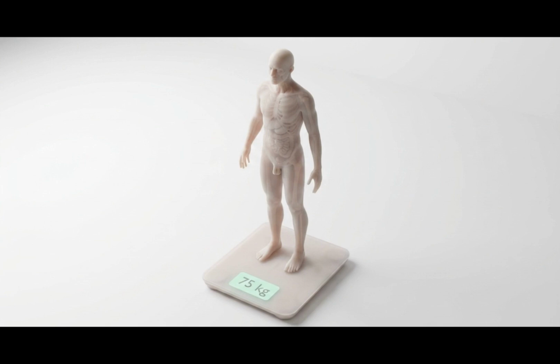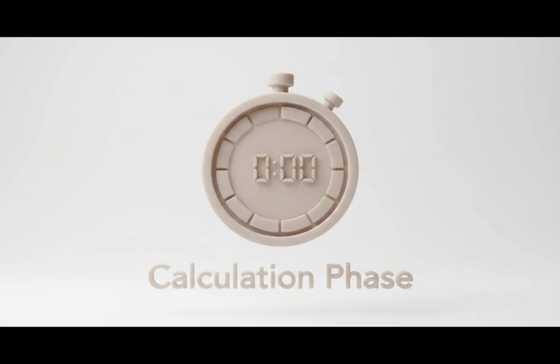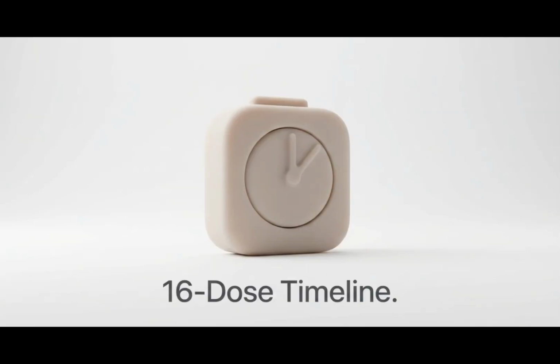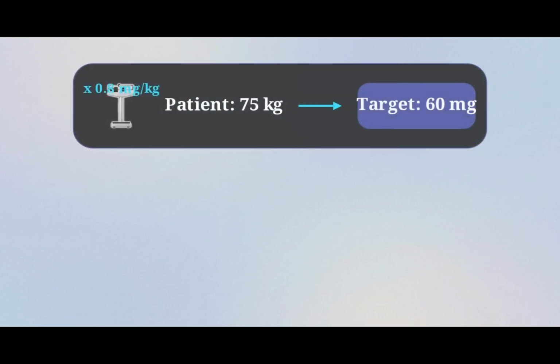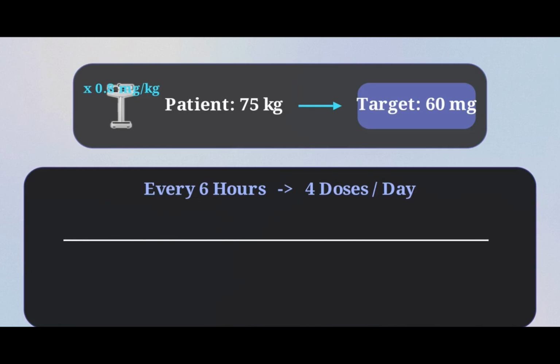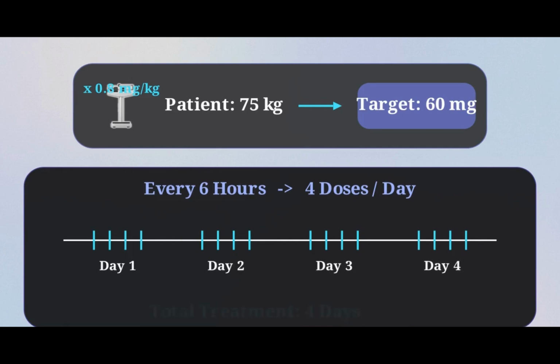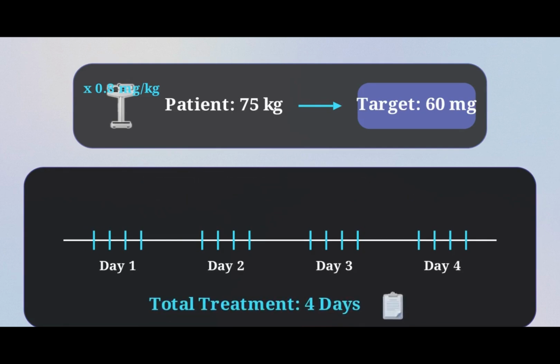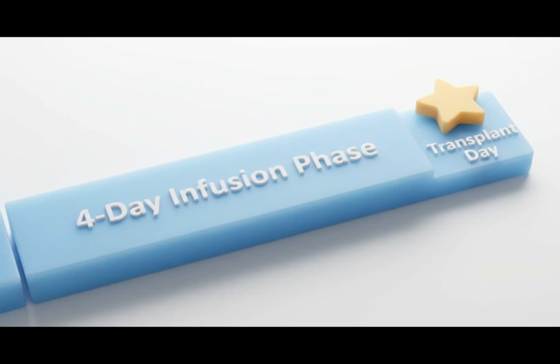Let's translate that rigid formula into a real-world clinical timeline. Imagine you have a 75-kilogram adult patient scheduled for conditioning. Pause the video. Calculate the required single IV dose, and then determine how many days this conditioning phase will take based on the 16-dose rule. First, multiply the 75-kilogram weight by 0.8 milligrams to get a single dose of 60 milligrams. A dose every 6 hours means 4 doses per day. Dividing 16 total doses by 4 daily doses gives exactly 4 days of treatment. Breaking down the protocol reveals a highly structured, continuous 4-day infusion phase leading right up to the transplant.